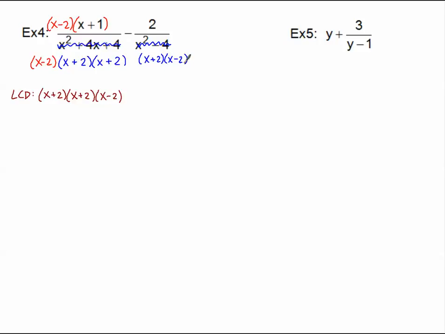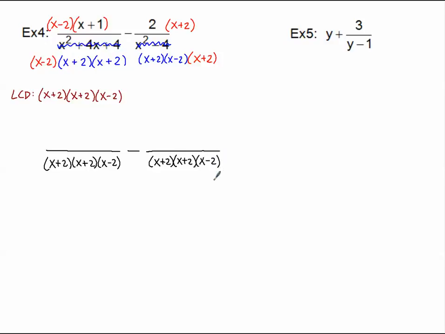What is this one missing? Well, it's got an x plus 2 and an x minus 2, but it's missing the second x plus 2. So I'm just going to give it to it. I'm going to put the x plus 2 there. I have to do it to the numerator and the denominator. So I'm going to multiply the numerator and the denominator by x plus 2. And now both fractions will have this common denominator. I'm going to go ahead and put that common denominator, which is x plus 2, another x plus 2, and an x minus 2. And I'm going to put that as both of these denominators because now I know that they will have the same denominator.